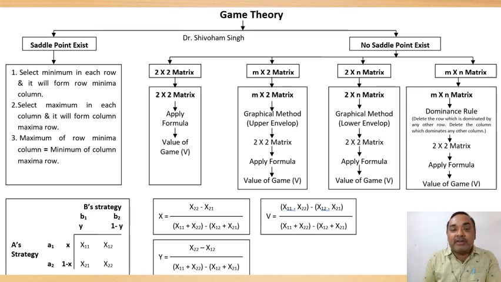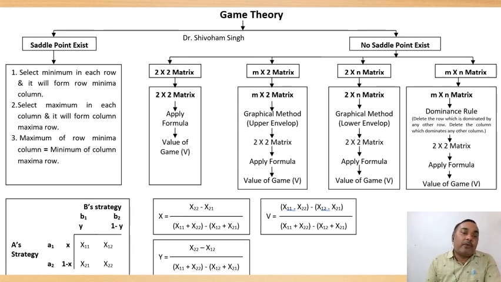Then check whether the matrix is 2 by 2. If it is 2 by 2, directly apply the formula. If either the rows or the columns are 2, then go for the graphical method. If neither is 2, then go for the dominance rule. Again, you exercise all these 4 options only once there is no saddle point. Is it clear to all of you? That is no saddle point.